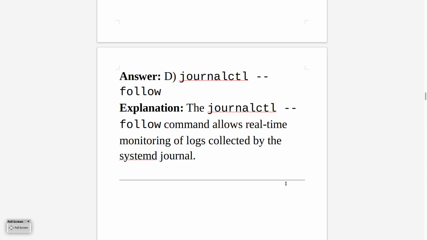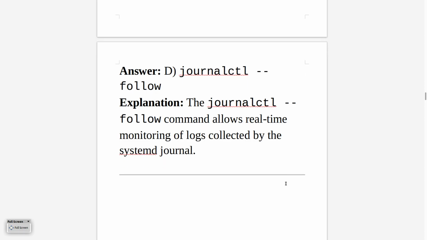The answer is, wow, D, journalctl --follow. So that command allows real-time monitoring of logs collected by the systemd journal. You know what? I am going to read up on this. This was not in my video. I'm curious about this. That is very, very interesting, to follow the logs for systemd. So note to self, go back to logging, in particular this command.